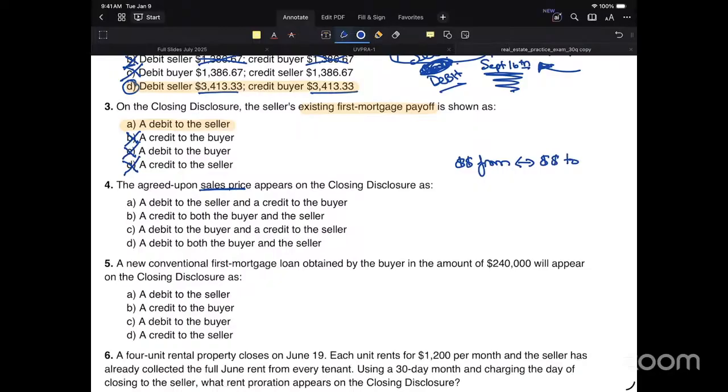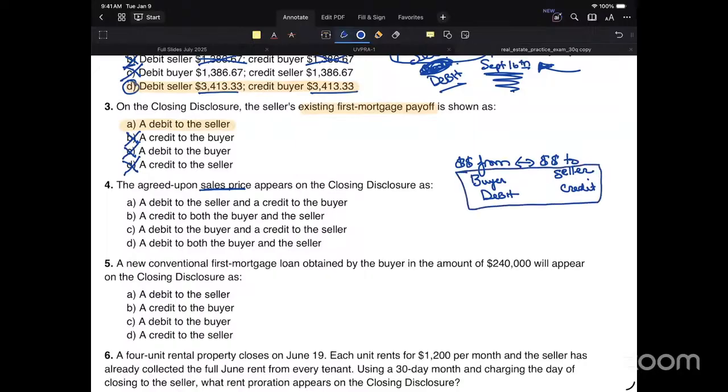Who needs to bring that? Well, it's coming from the buyer. And who needs to receive the sales price? That would be the seller. So this needs to be a buyer debit and a seller credit. We know that to be true.